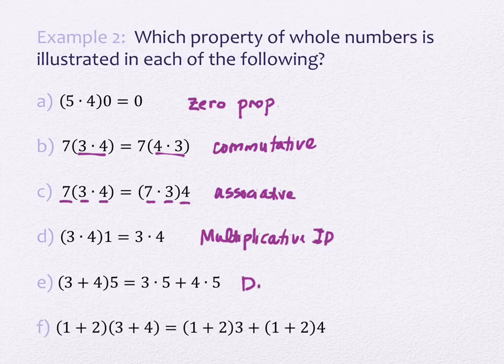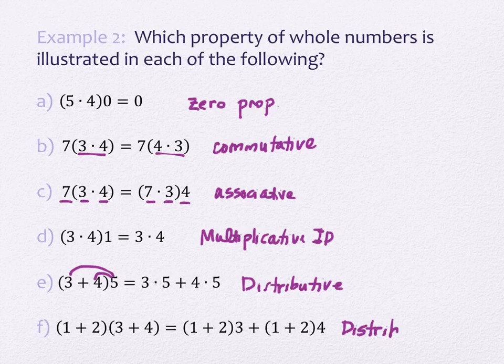How about E? That's the distributive property. What distributes? The 5 does. So the 5 is distributing to the 3. The 5 is distributing to the 4. It doesn't have to be a 5 written in front to do that. F is a little weird looking, but can you tell what that one is? It's also distributive. What distributes? The 1 plus 2. So this quantity as a whole distributes across. So you end up with 1 plus 2 times 3 and 1 plus 2 times 4. Any questions on those? All right.